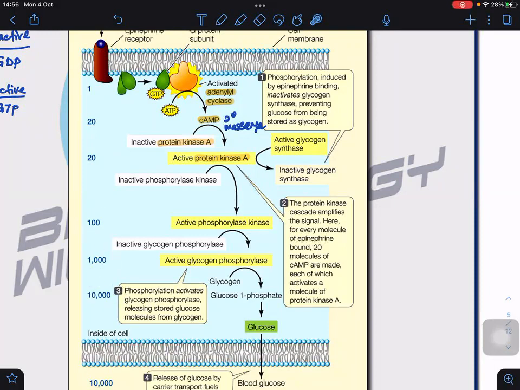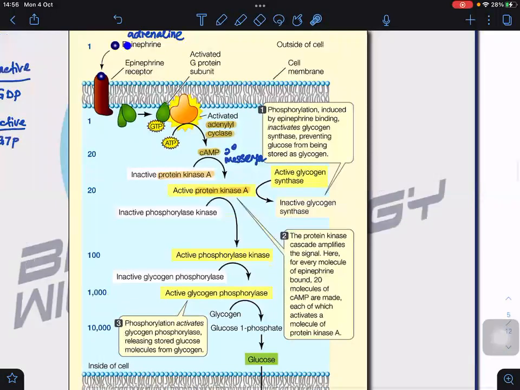Continue. So it means that with one epinephrine or adrenaline, I managed to activate how many? 10,000 of the final enzyme, which is glycogen phosphorylase. Can you see that? Glycogen phosphorylase is the enzyme that breaks down glycogen into glucose 1-phosphate, which will be dephosphorylated to get glucose, and glucose will be released into the blood to increase the blood glucose level.